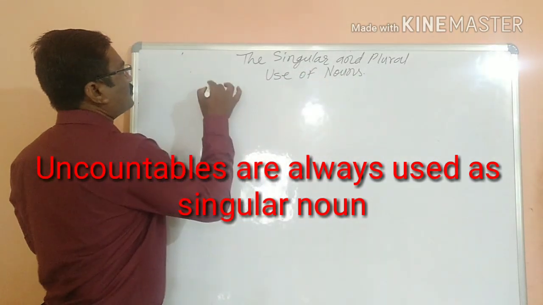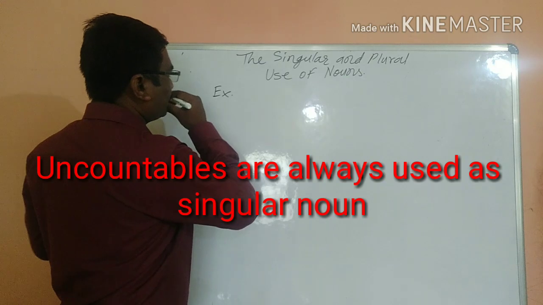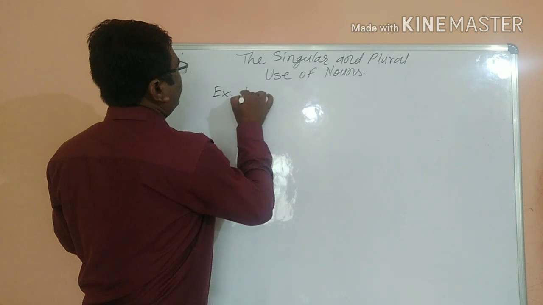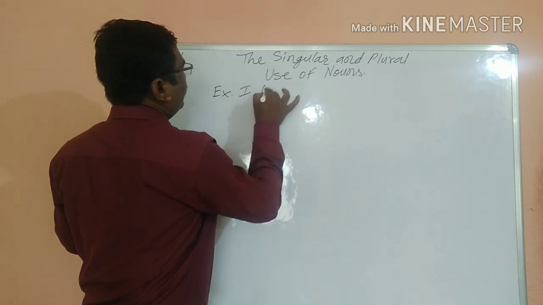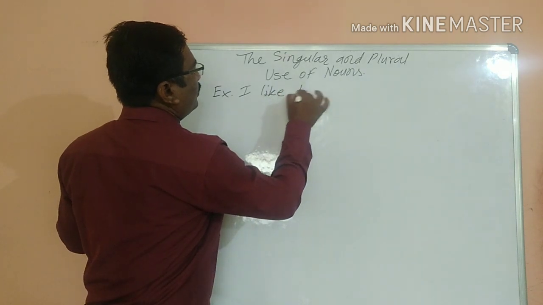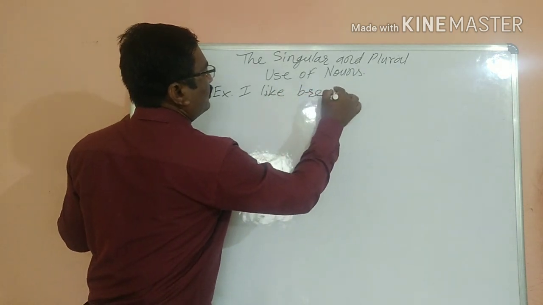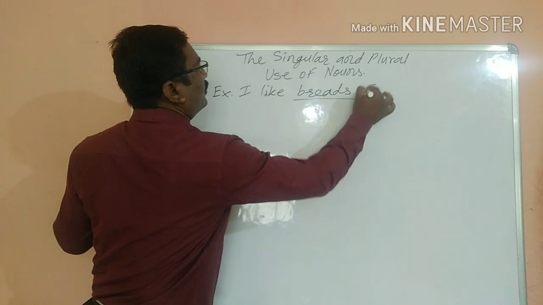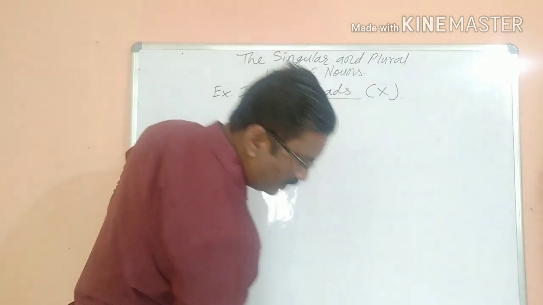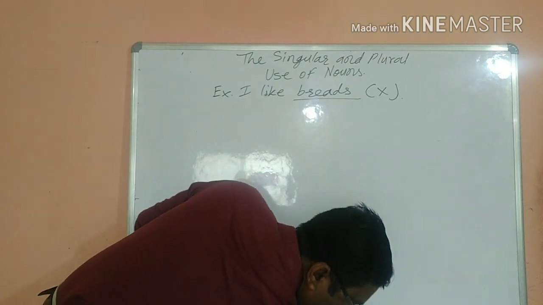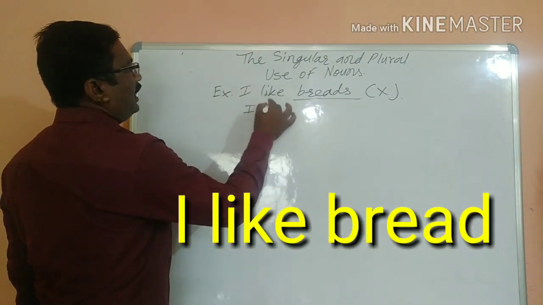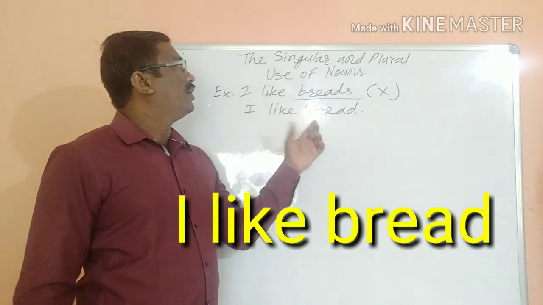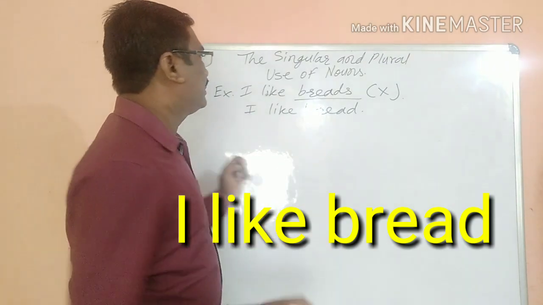For example, I like breads. This sentence is wrong. What should we say here? I like bread. So we should always use uncountables as singular.